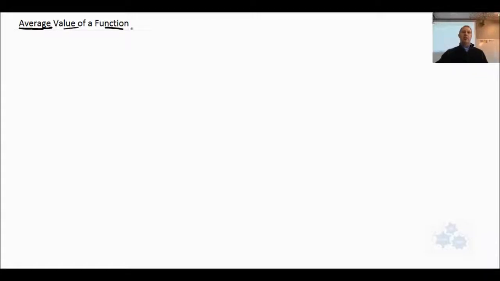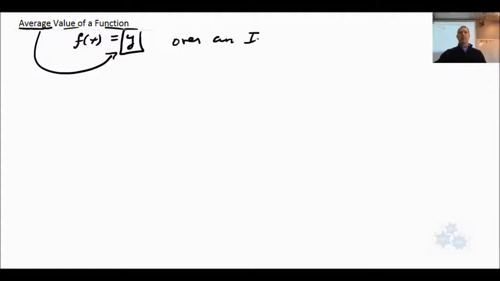Value of a function, we need to understand that this is the f of x, or the y values. So it's the average y values of a function over an interval. Okay, so it's over an interval.